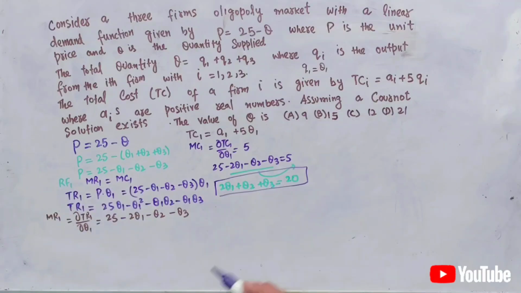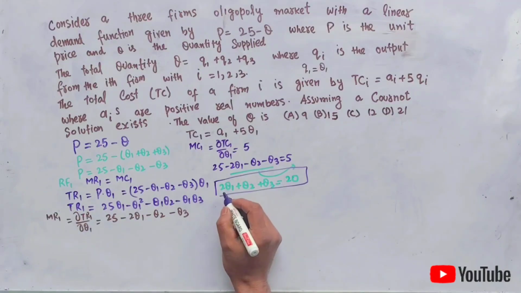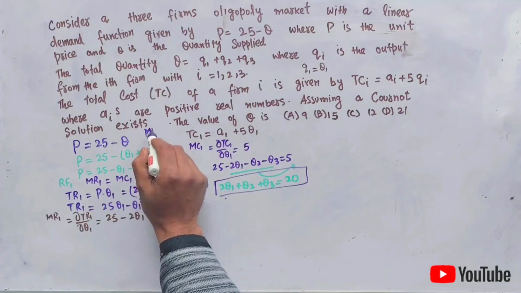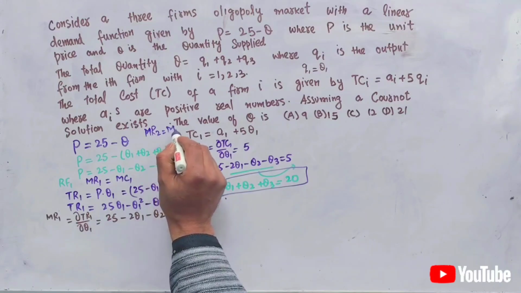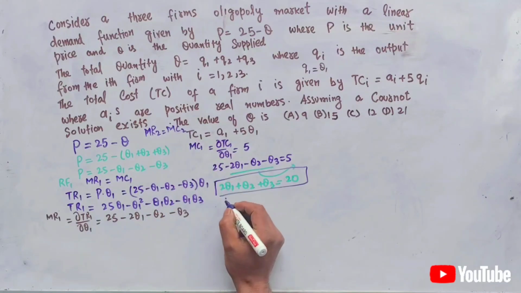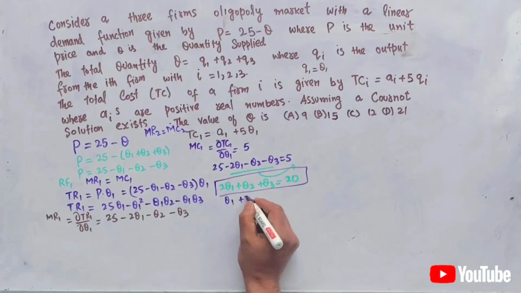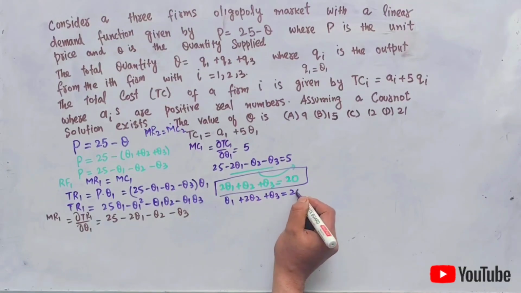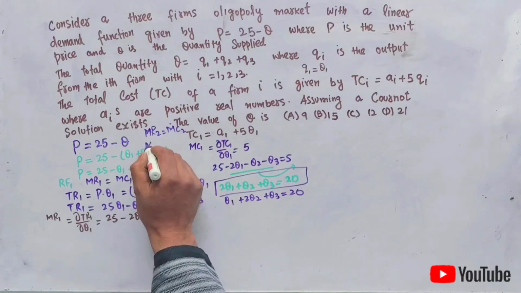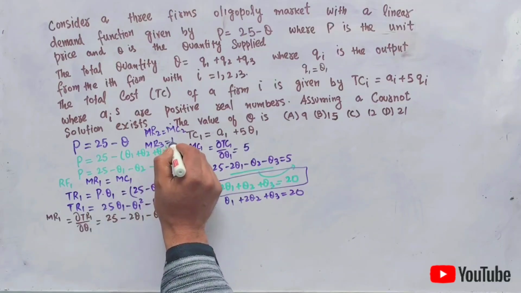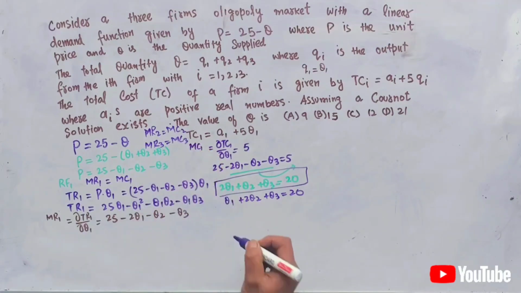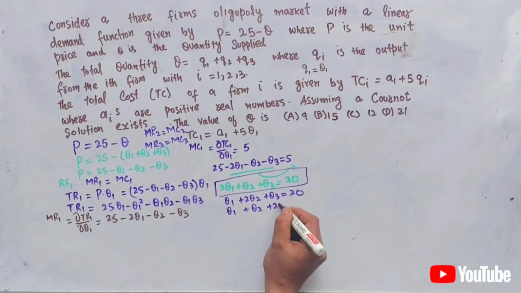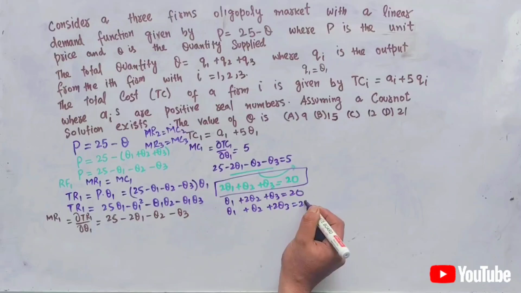So symmetrically, what will be the reaction function for firm 2? If you solve again, that is marginal revenue of firm 2 should be equal to marginal cost of firm 2, we will get Q1 plus twice Q2 plus Q3 will be equal to 20. Similarly, if you solve for MR3 equal to marginal cost of firm 3, it will come out to be Q1 plus Q2 plus twice Q3 is equal to 20.